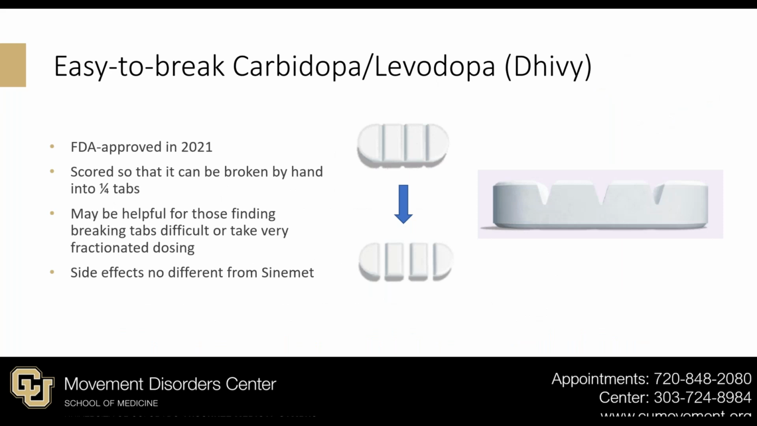And then this is hot off the presses. This just got FDA approval like less than a month ago, I think. It's called Divi. I guess it got FDA approved in 2021, but it really hasn't been available since about a month ago. Everybody deals with having to break pills all the time. This one is supposed to be a little bit easier. As you can see, it's got little peaks and valleys so that you can kind of with your fingernail pop it, so that you can actually split it into quarters.